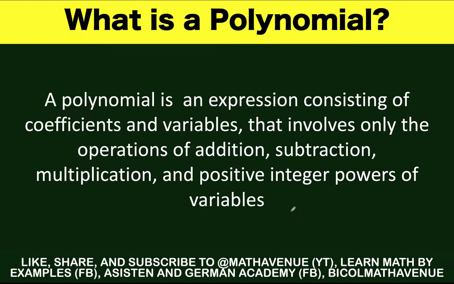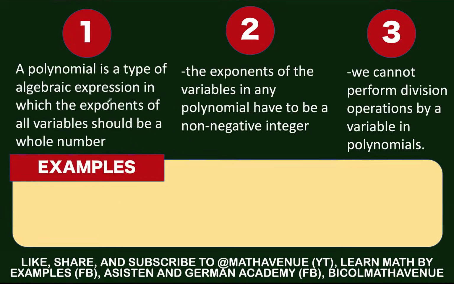So what operation is missing here? We do not have division, because when there is a variable in the denominator, that is categorized as another group, which we call the rational algebraic expressions. There are three important points that you need to remember in order to identify whether an expression is a polynomial or not. Number one, the exponents of all variables should be whole numbers. Number two, the exponents of the variables should be non-negative integers. And number three, we cannot perform division by variables in a polynomial.